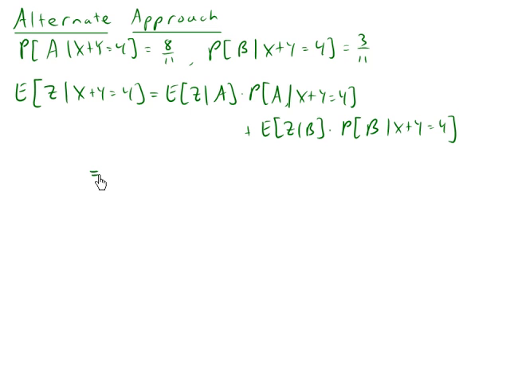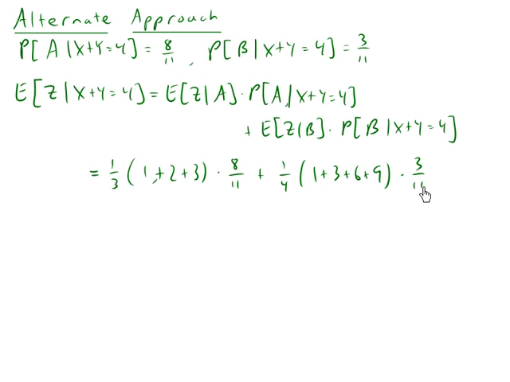What's the expected value of Z given I had side A? Well, there are three possibilities. Each are equally likely, namely 1, 2, or 3. So I just do the sum of my possibilities, each times the probability of 1/3, which I factored outside. And the probability of having side A was 8/11. The expected value of Z given I had side B, well, there are 4 possibilities all equally likely, namely 1, 3, 6, or 9. And the probability of side B was 3/11. When I evaluate that big mess, I get 2.75. So that's the expected value of Z given X plus Y equals 4.